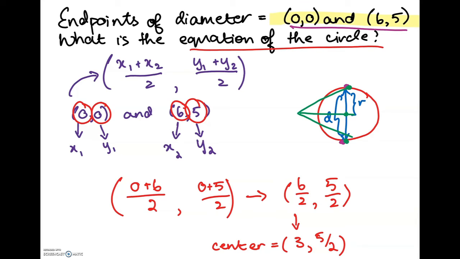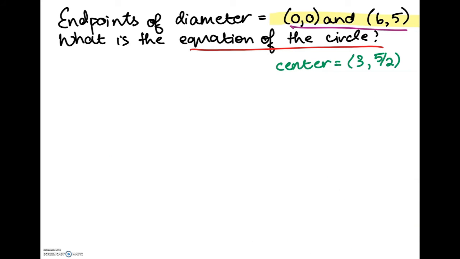Why? Because as I said before, the midpoint of 2 endpoints of the diameter of a circle, so this point over here and this point over here, sort of that midpoint will be your center. And remember, to write the equation of a circle, 2 major points of information we need is the center and the radius. So now that we have the center, let's write it off to the side and try to figure out how to find the radius. Okay, so we've written our information off to the side that the center is equal to 3, 5 over 2.